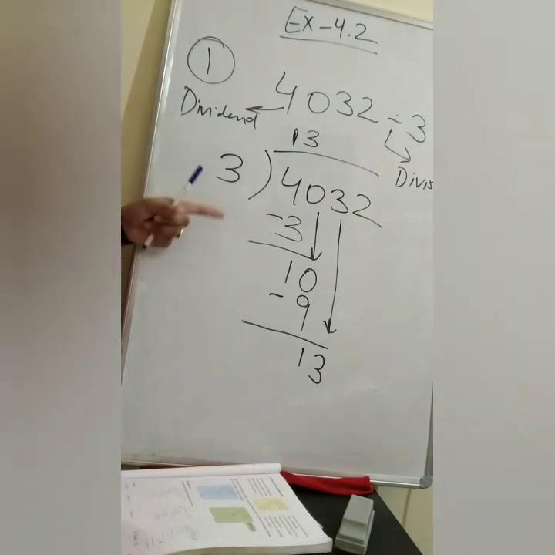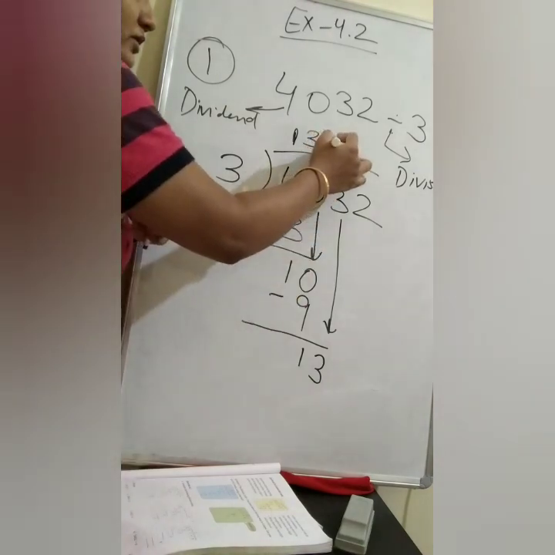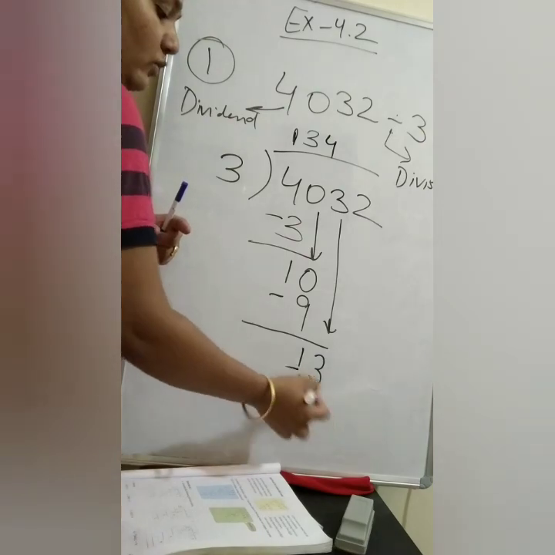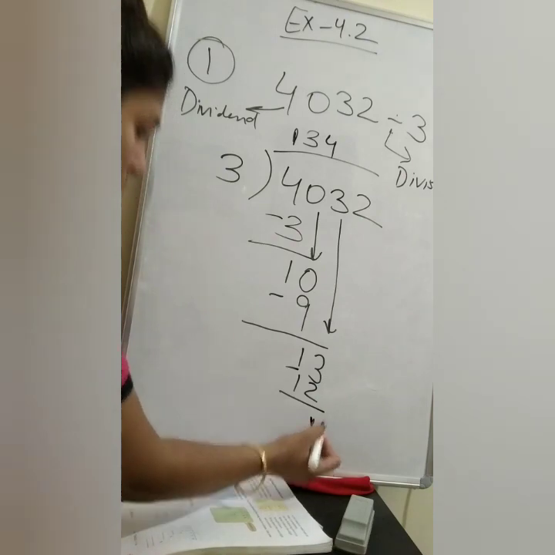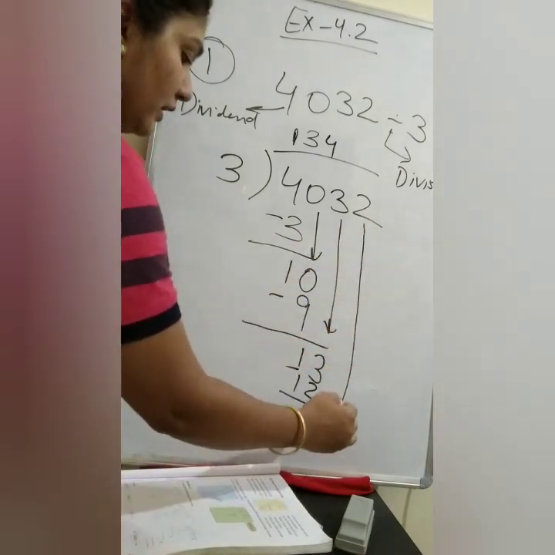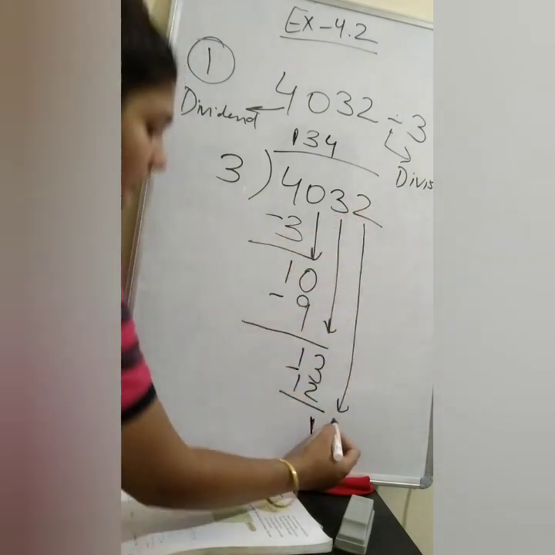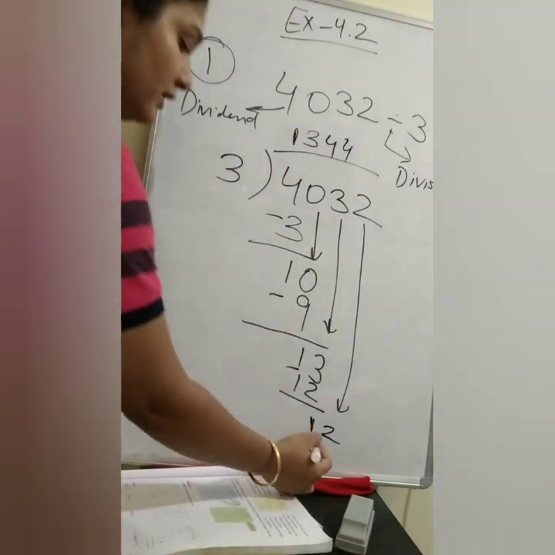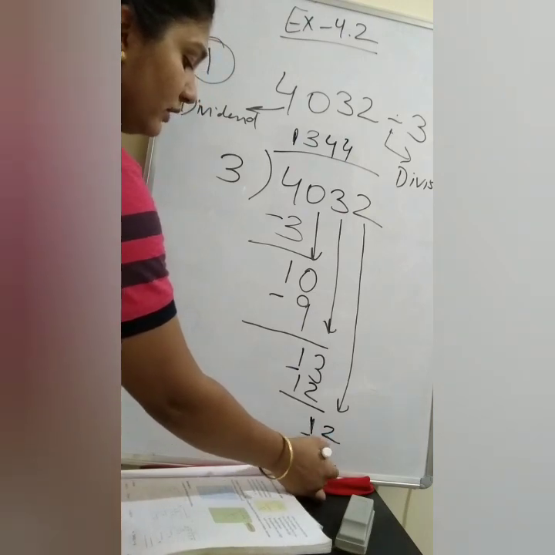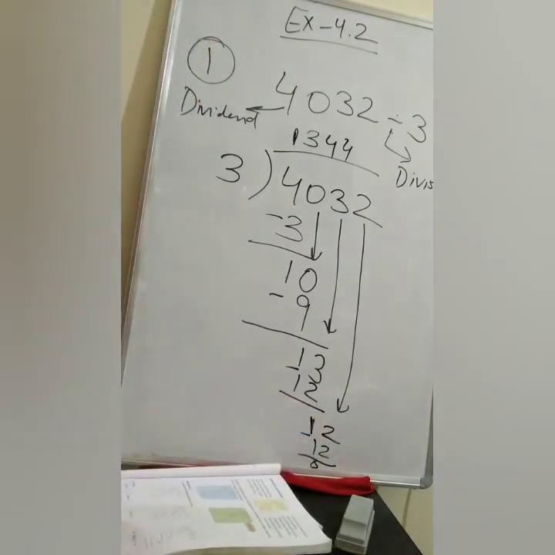Again 3 fours are 12. Now what will come down? 1, because 13 minus 12 is 1. Now the next number will come down. What is the next number here? 2. Now 3 fours are 12. Now 12 minus 12, you will get remainder as 0. So you will write quotient is equal to 1344 and remainder is equal to 0.